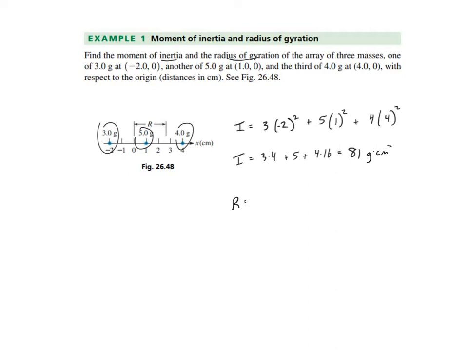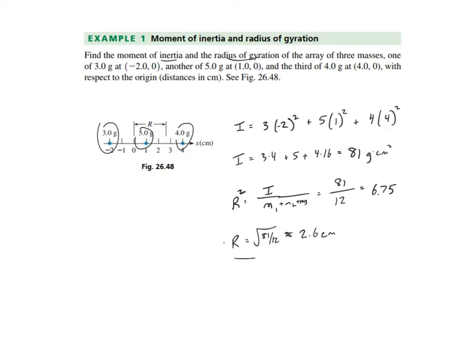The radius of gyration we find by taking the moment of inertia and dividing by the mass, which I'll write out as the sum of the masses, m1 plus m2 plus m3. And that is 81 divided by 12, which is 6.75. Oh, actually, I made a mistake there. That is r squared that we just found, and to find r, we take the square root of 81 over 12, which is approximately 2.6, and that is centimeters.